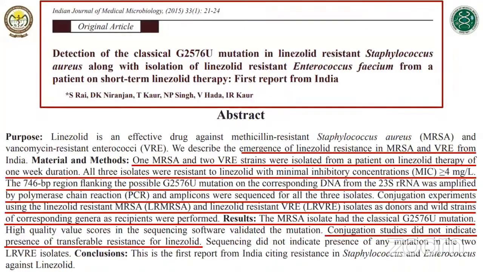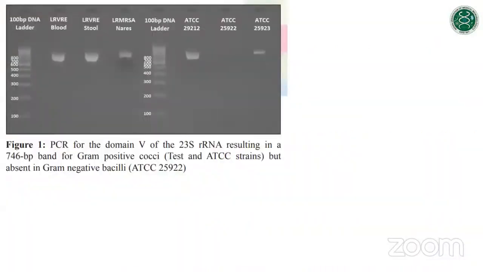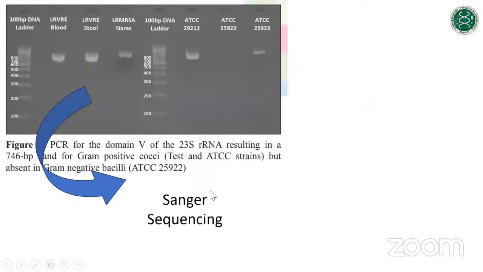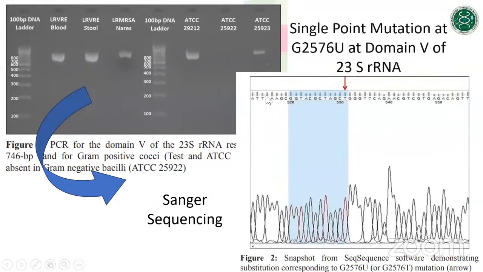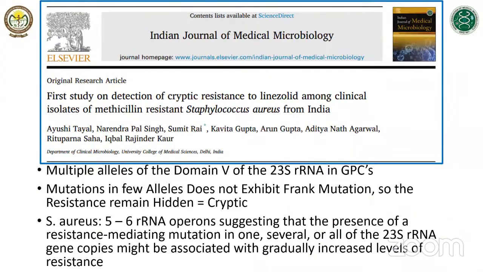We did the PCR for the 23S rRNA, that particular domain, and it creates an amplicon of around 746 base pairs. This 746 base pair amplicon was sequenced by Sanger sequencing, and we found a point mutation at the G2576U position, which is in domain 5 of the 23S rRNA. So a single point mutation happens, and this single point mutation is the commonest reason for the resistance towards linezolid. Then another study that we did was the detection of cryptic resistance.